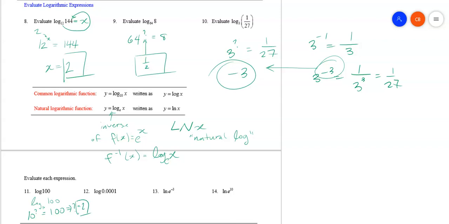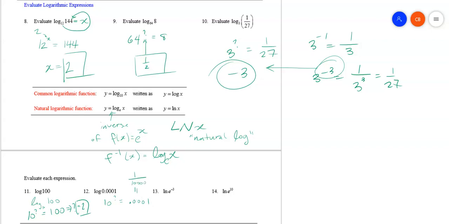Then we have a very nice one, log of 0.0001. It's like asking, 10 raised to which power is going to give us 0.0001? Can you figure out which number this is? It has these decimal places: tenths, hundredths, thousandths, ten-thousandths. So this is actually the number 1/10,000th.